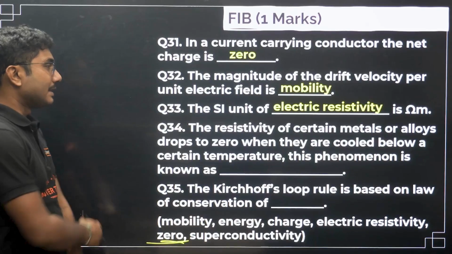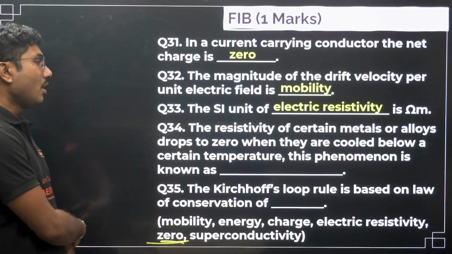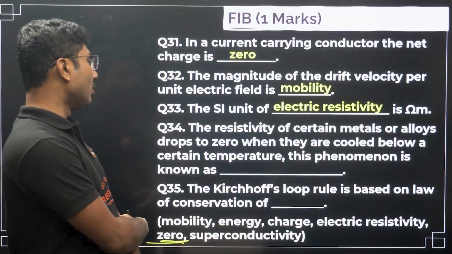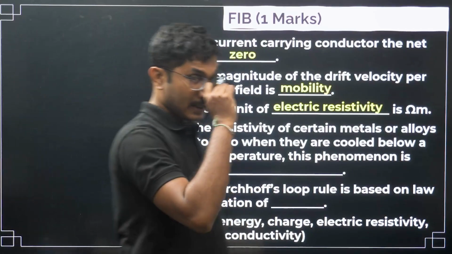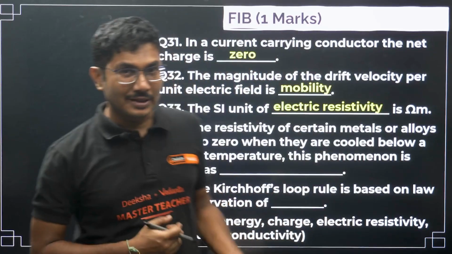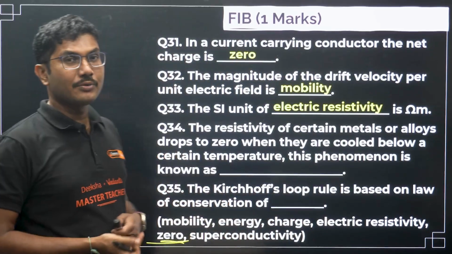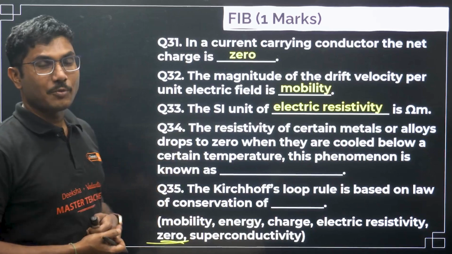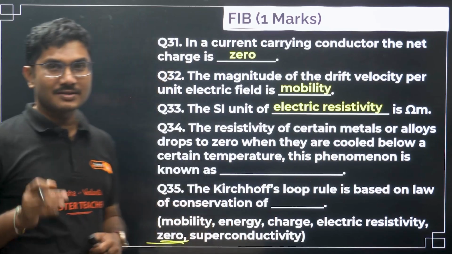The resistivity of certain metals or alloys drops to 0 when they are cooled below a certain temperature. This phenomenon is known as, this is a specific question. I have not discussed it in the theory part, that's why I have included it in the fill in the blanks. Those who are not watching fill in the blanks will miss out. So if you have watched till this point, please mention that sir, I have watched the fill in the blanks, I can answer this question.